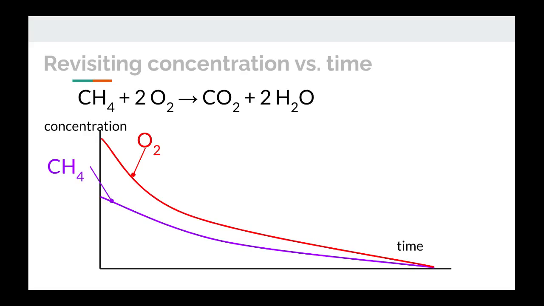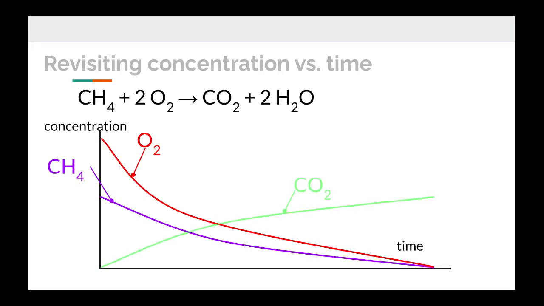So let's go back to talking about concentration versus time for a reaction. In this reaction, methane and oxygen are reacting to form CO2 and H2O. And if we track the concentrations of CH4, the methane, and the O2 over time, they'll start out high and then they'll go down to some lower and lower value as time proceeds.